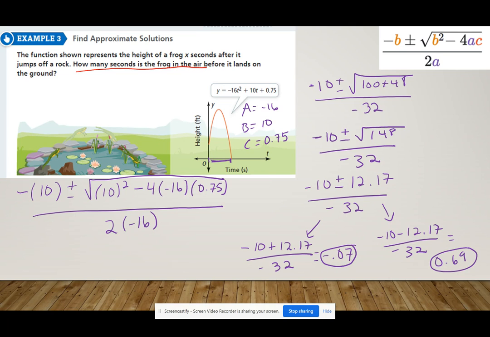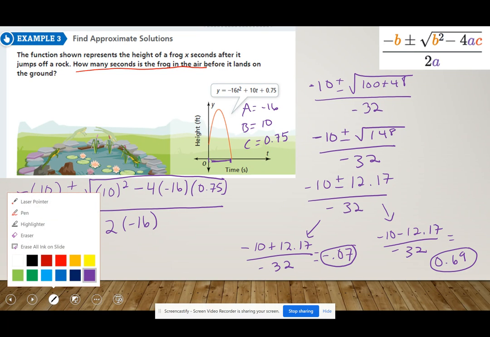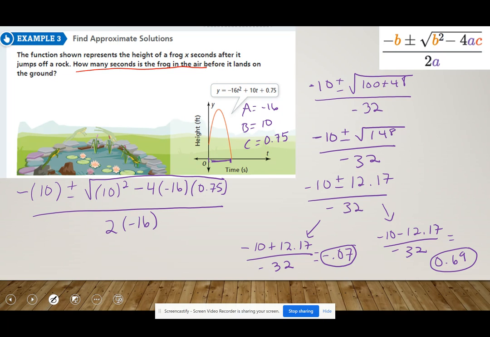Okay, so same process that we did before. Now here is the only difference with these real life application problems. We're talking about time. When it comes to time, does it make sense to have a negative number? Can you have negative time?